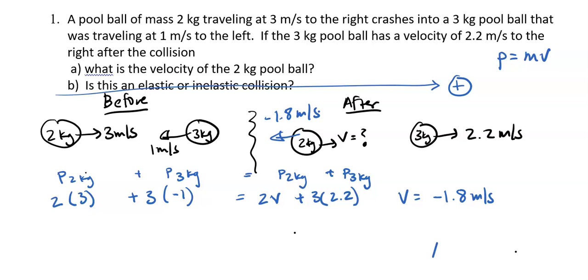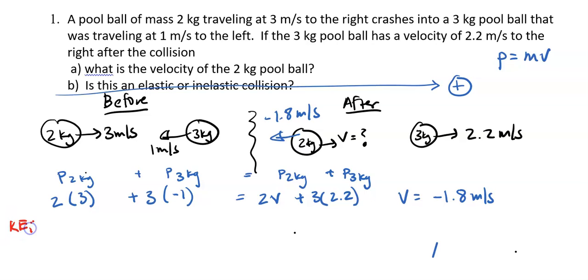Okay. So now let's go ahead and see if this is an elastic or inelastic collision. So the two objects don't stick together. So we know it could be either elastic or inelastic. We don't know from there. So let's go ahead and calculate the initial kinetic energy and final and see what happens.